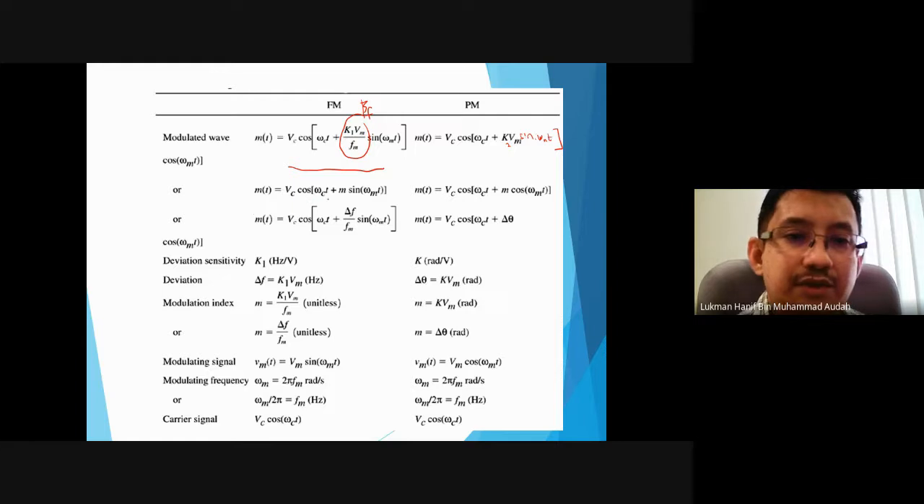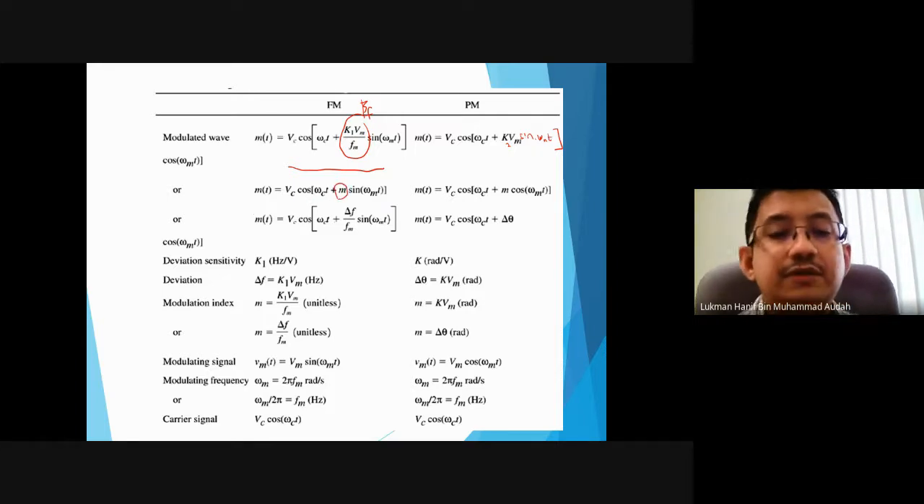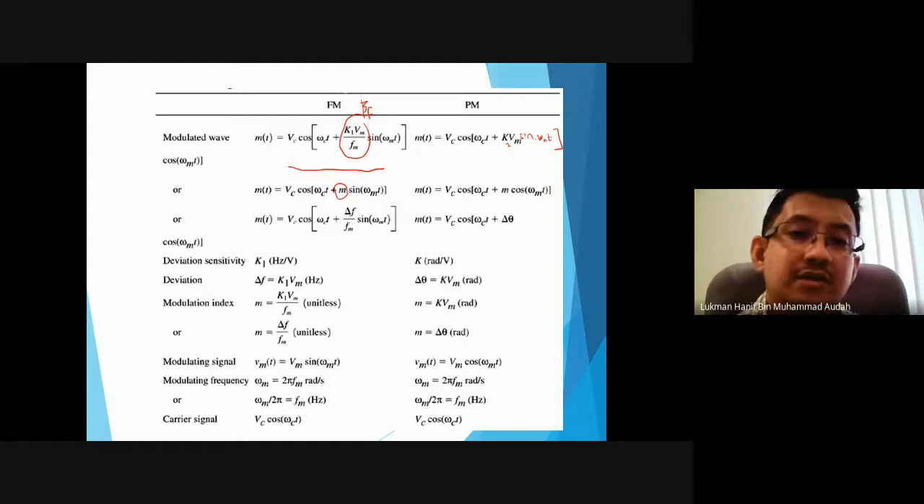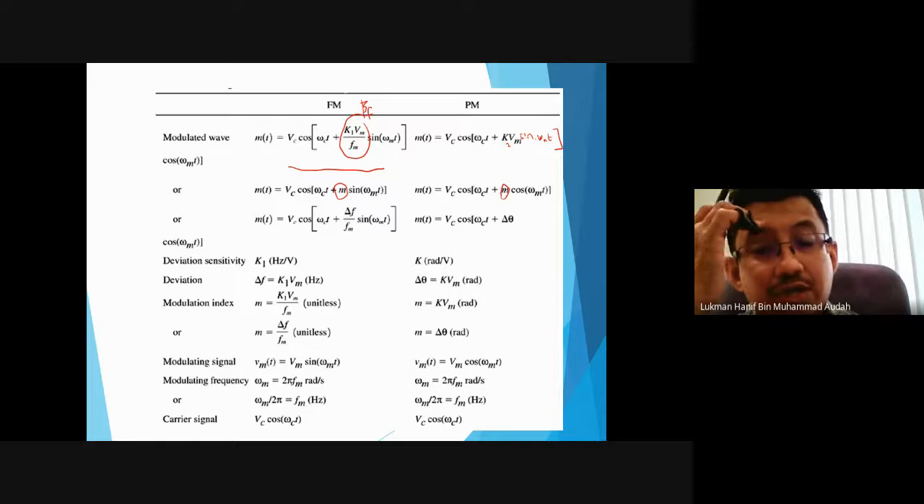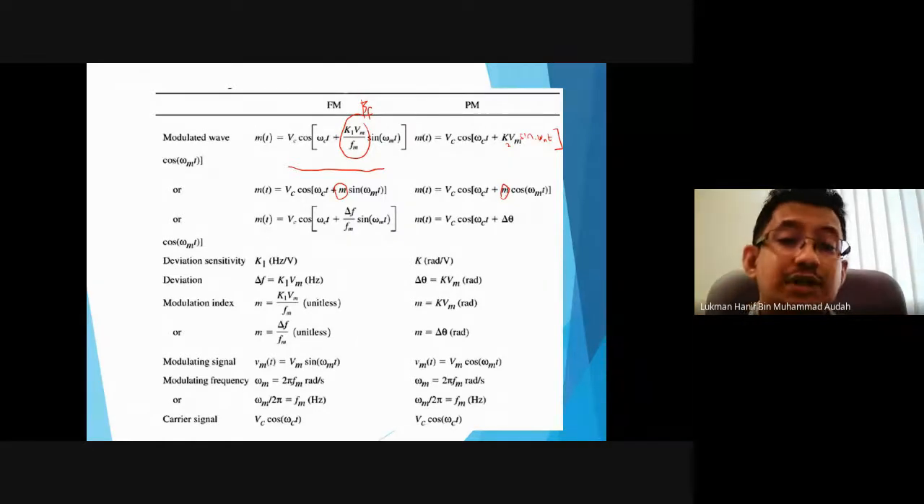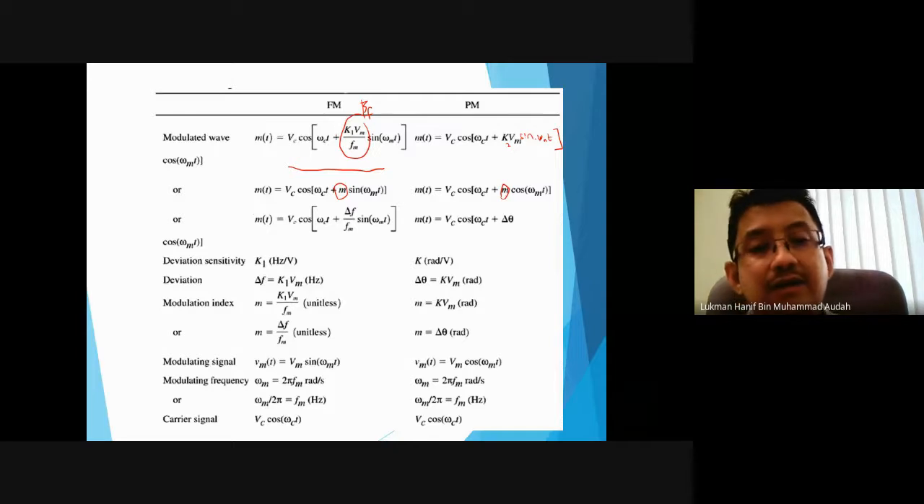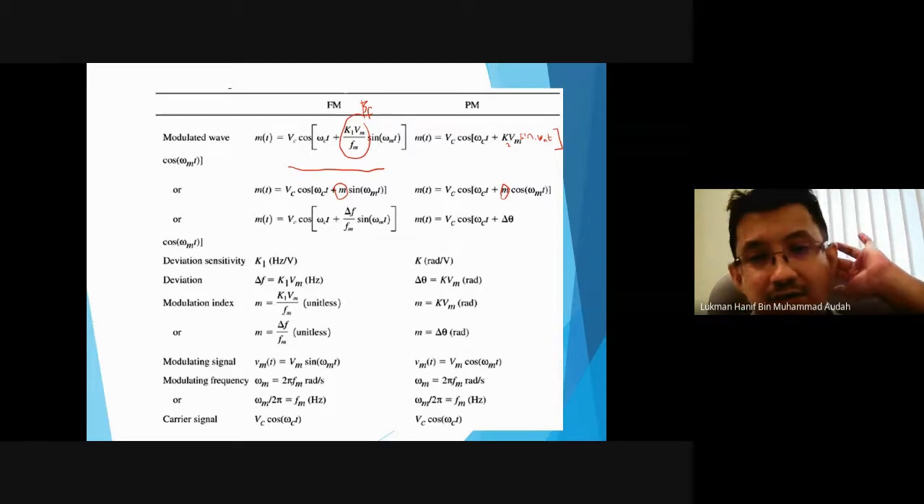Or you can write like this. So this is M or beta F. So normally for FM and PM, we use beta instead of M. Ini diambil daripada buku lain sebenarnya. If you read in other literature books, they also use M for the modulation index. Wayne Thomas's book used beta. So tak ada masalah.